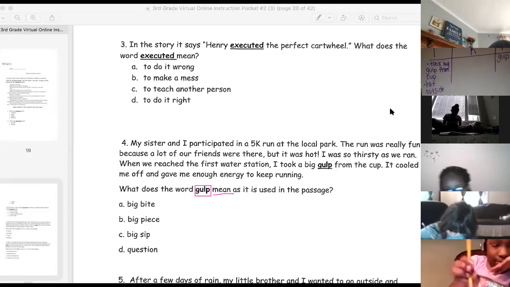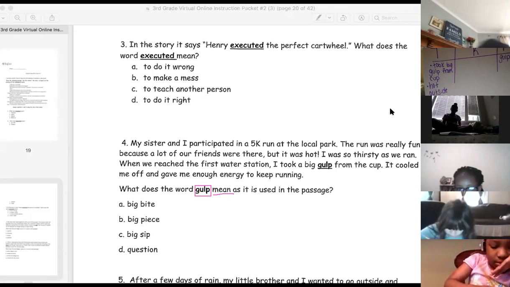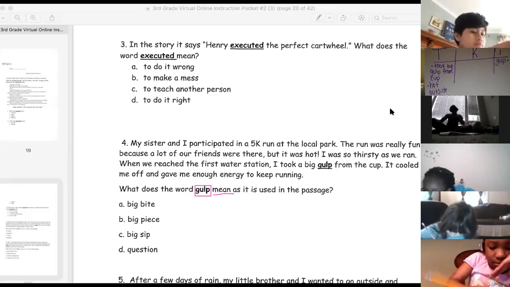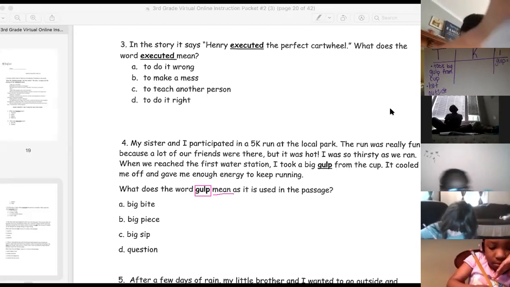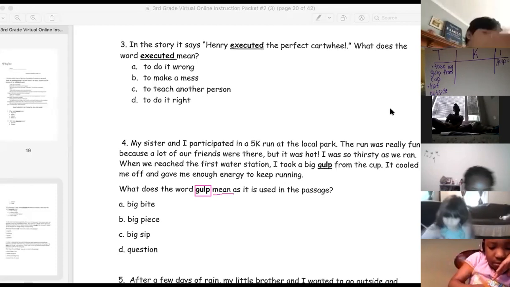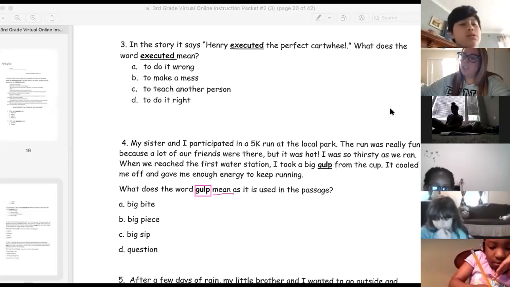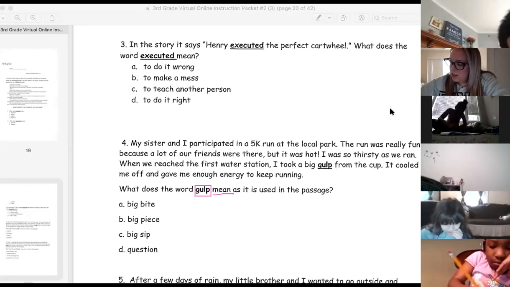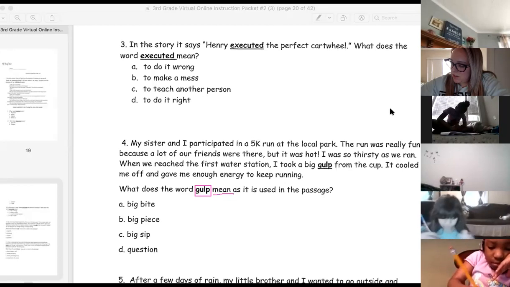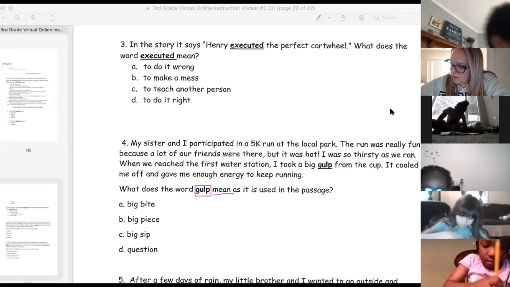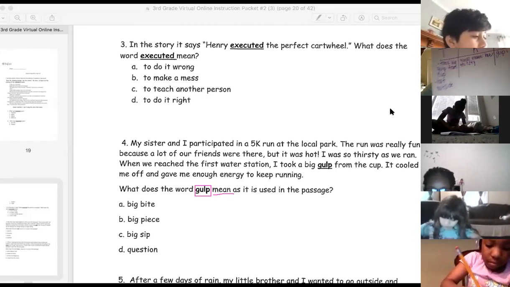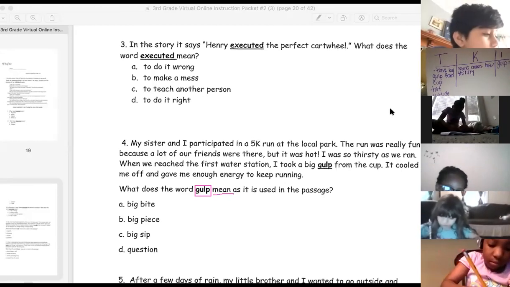All right, Kaylee. What goes under our K? What do we know? You know the words thirsty and hot. Okay, so we know the words hot and thirsty. And what do we know about hot and thirsty?